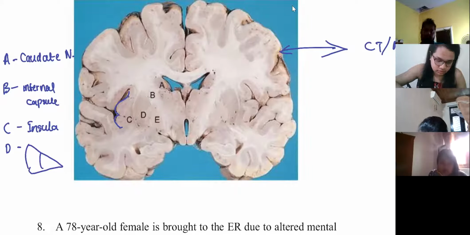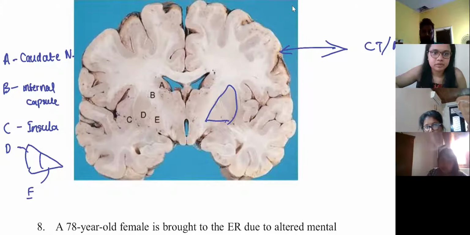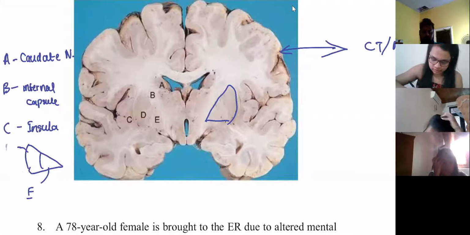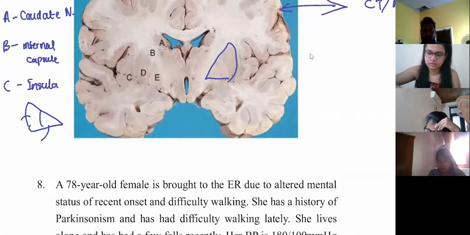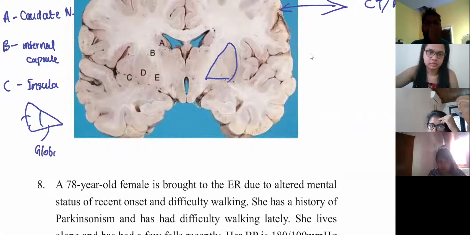Can someone tell me what is D? Look at it, you can see globus pallidus and putamen. Yes, part of the basal ganglia. D is, this is the putamen. Sorry, I labeled it the opposite way. So guys, don't worry. We have discussed this and today we are going to review it again. Just label these for now. Globus pallidus and putamen.